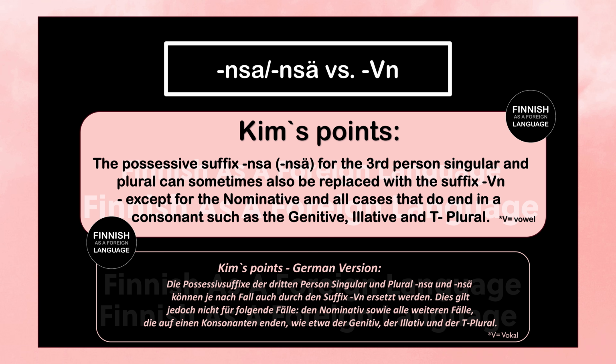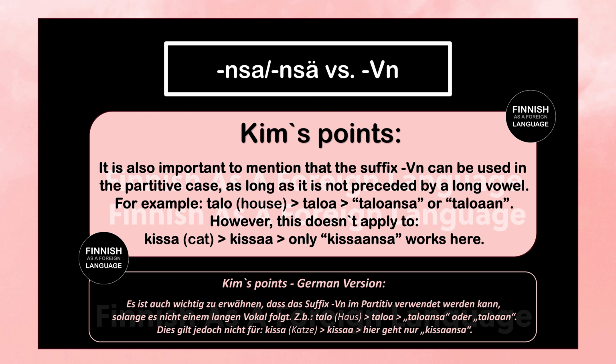Alright, we carry on to the next topic, ensa versus vowel n. So the possessive suffix ensa or ensä for the third person singular and plural can also sometimes be replaced with the suffix vowel n. This suffix can be used for almost all cases except the nominative and all cases that end in a consonant. These are the genitive case, illative case, and t plural. Also important to mention is that the suffix vowel n can also be used in the partitive case as long as it is not preceded by a long vowel.